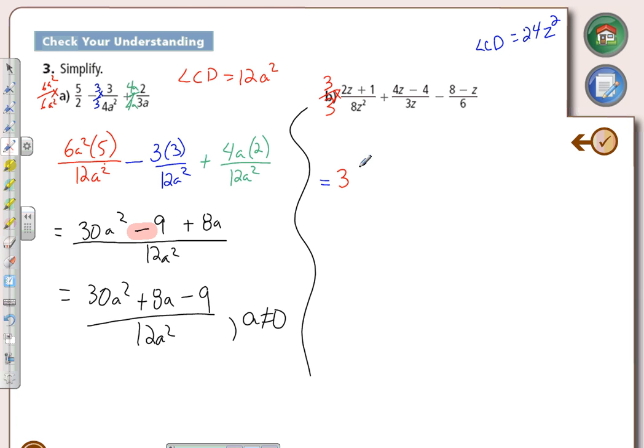3 bracket 2z plus 1 over 8z squared plus 3z. What is that one missing? It's missing an 8z. We're going to multiply by 8z over 8z. So now 8z bracket 4z minus 4 over 8. Oops, that should have been over 12z, or sorry, 24z squared.